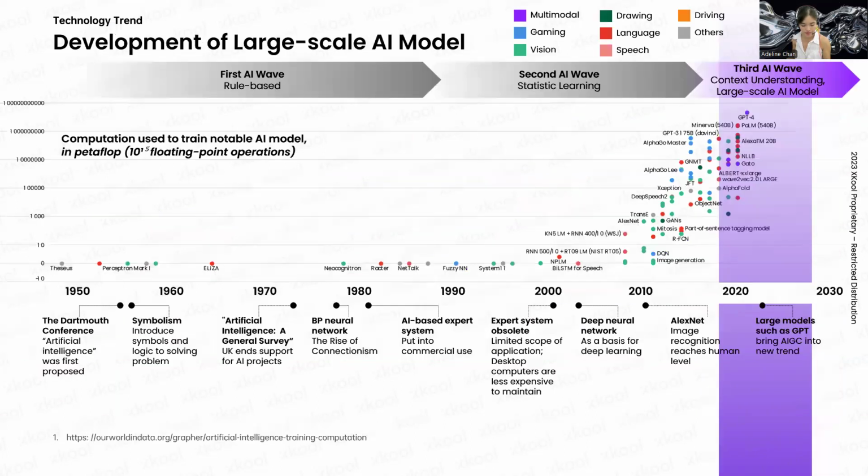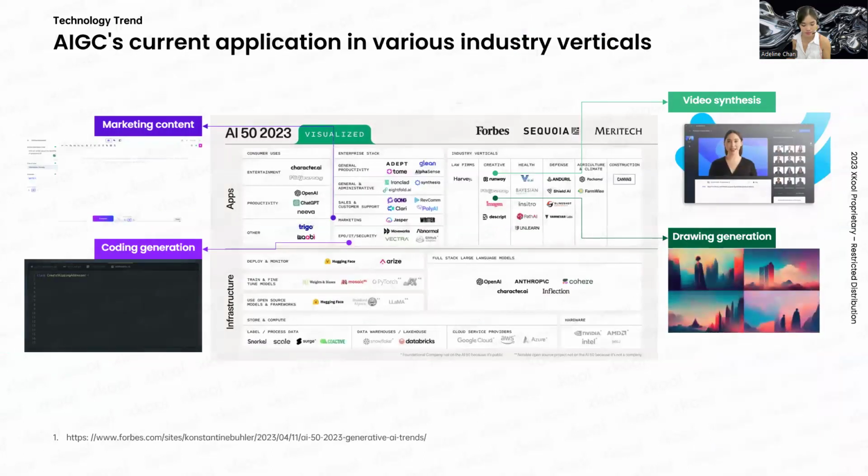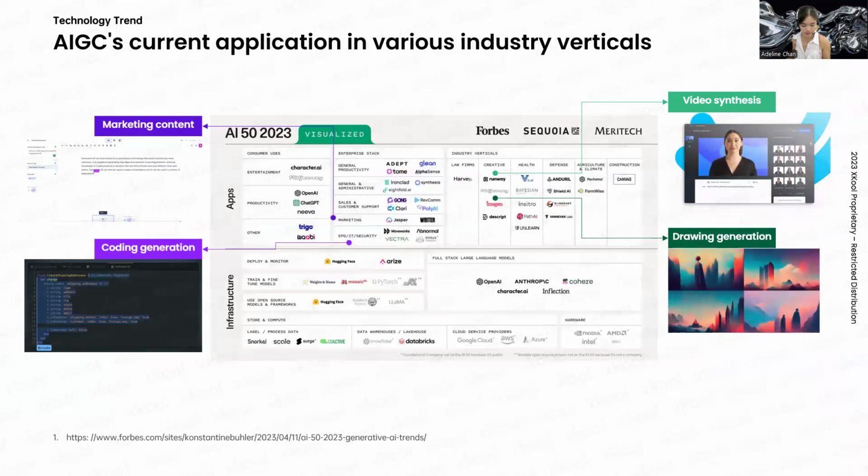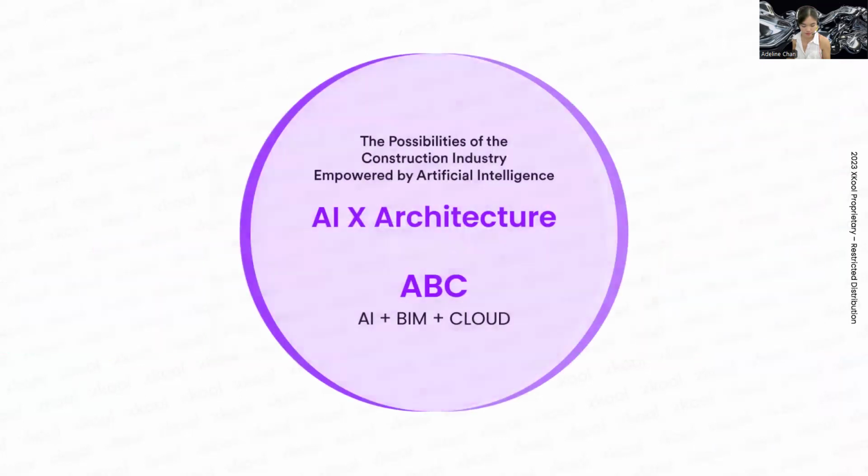So I won't go into great detail, but this is showing how much the large language AI models have been trained in the past. As you can see, there's a huge trend ongoing. And as for the applications themselves, we now have AI applications in coding, in marketing, in video, as well as what we at LookX are doing, which is drawing generation applications.